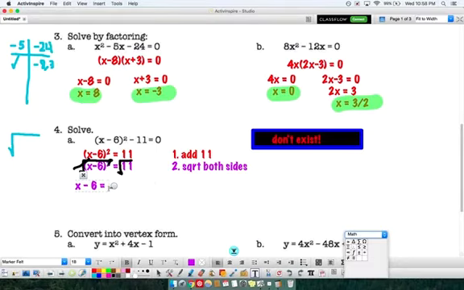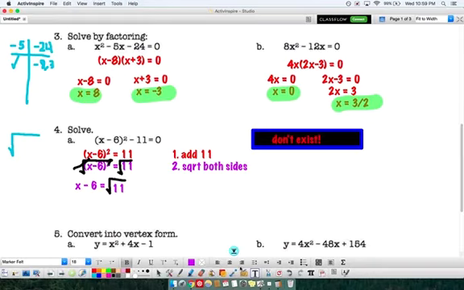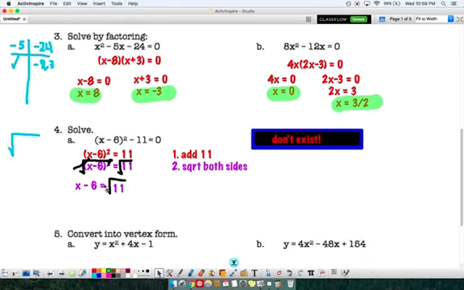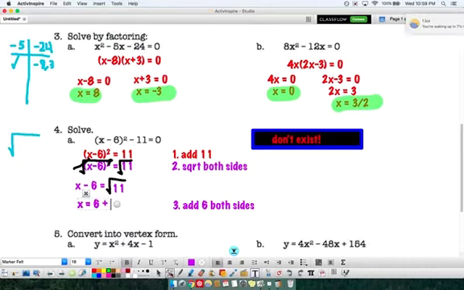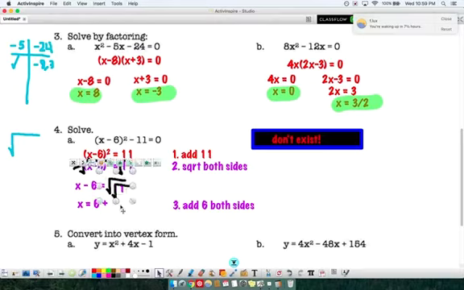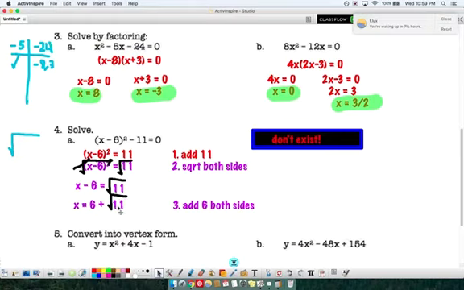I don't have the square root button. Equals square root of 11. Okay, almost done. What do we have to do now? Well, we have to add 6 to both sides. So step 3, add 6 to both sides. X equals 6 plus what we had before, which was square root of 11. And there's your answer.